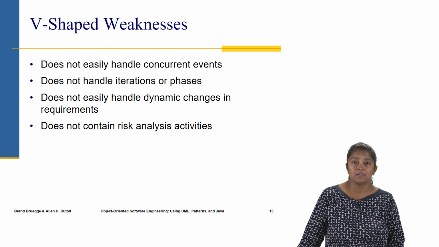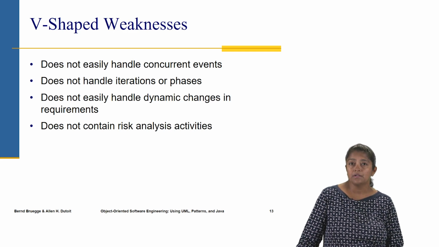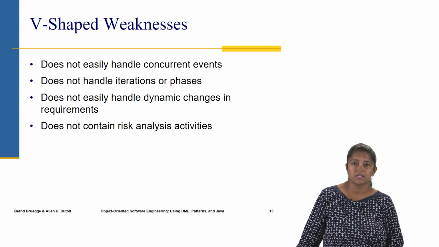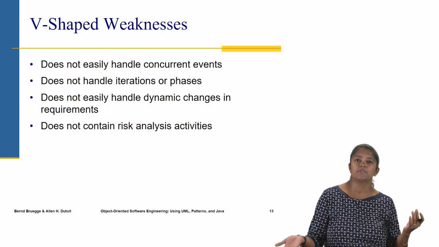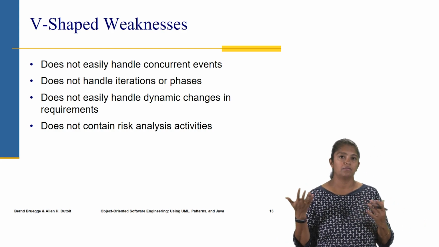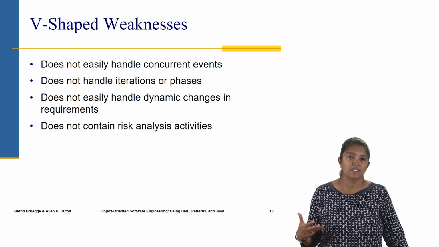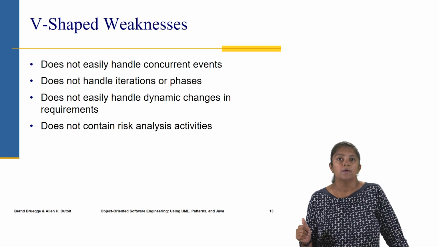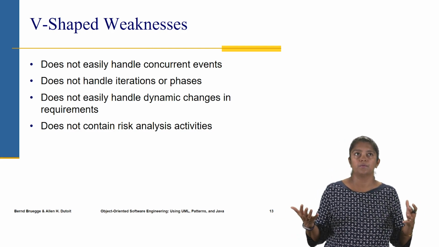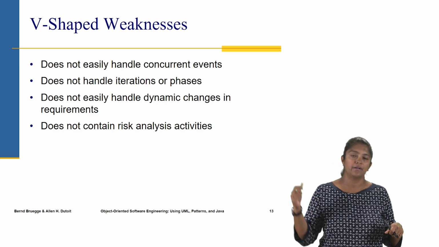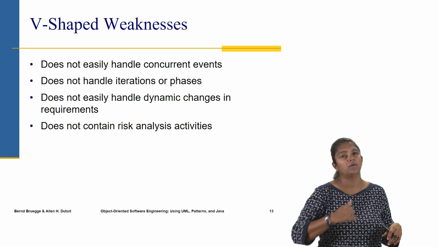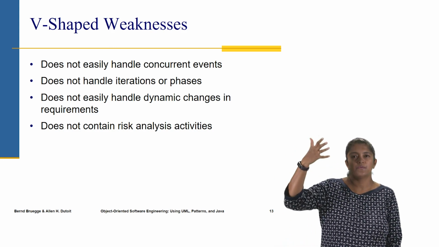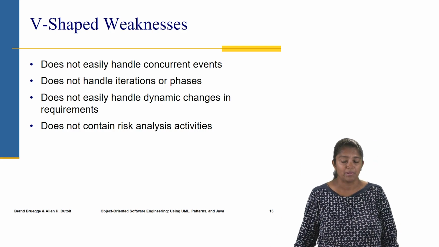Now the weaknesses are that it does not handle concurrent events. So basically it's not able to handle iterations or phases. It's still a linear model. So there's no scope for going back and making changes, the flexibility is not there. It doesn't handle dynamic changes in the requirements, and there are no risk analysis activities in there. It's still just a linear model where one thing happens after the other, and pretty much the outcomes of the previous phases are frozen once that phase is complete.